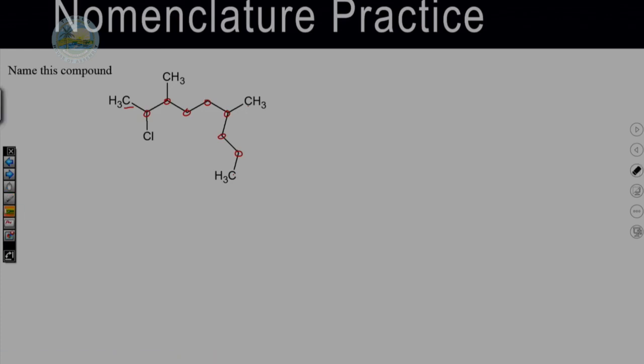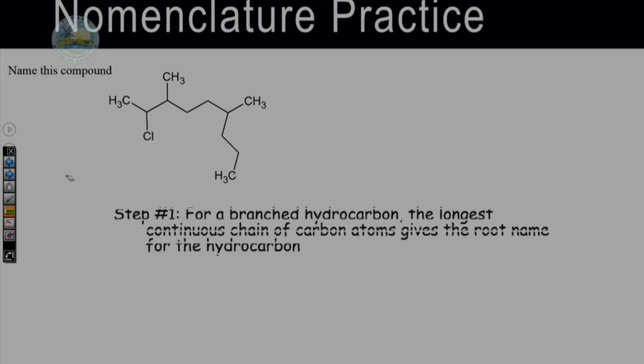So let's take a look at this particular example. They're asking you to name this compound. So what is the first step? We need to find the longest chain. All right? So we need to find the longest continuous chain.